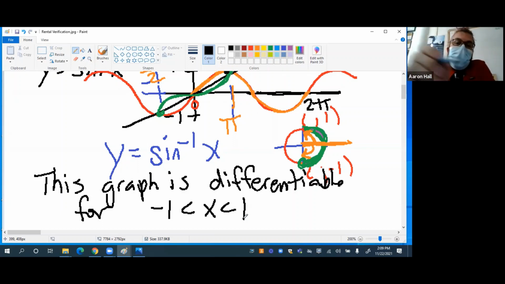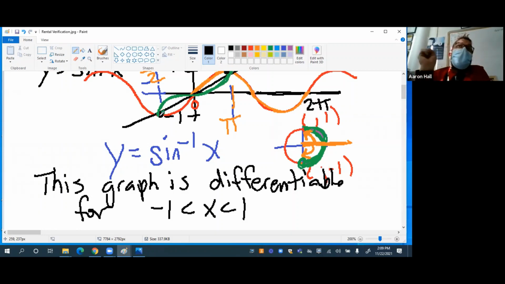Riley, why is the green graph right here not differentiable at its endpoints? Because it is not equal to those points, there's no point there. There is a point there. There is? Uh-huh. Okay. Is it because it's a vertical tangent? Yep. The graph is not differentiable at a vertical tangent.